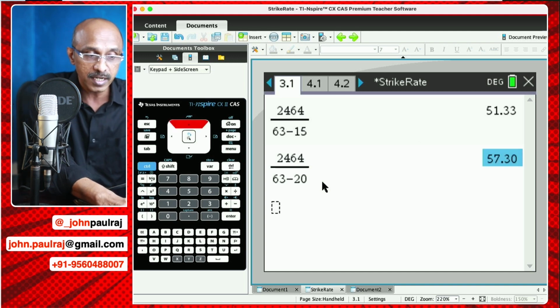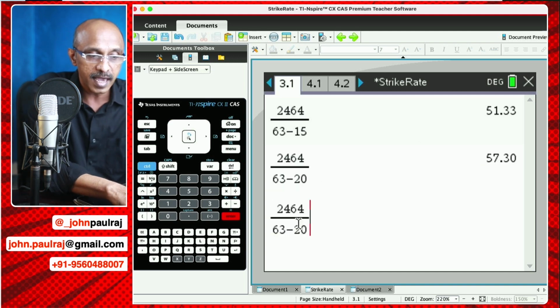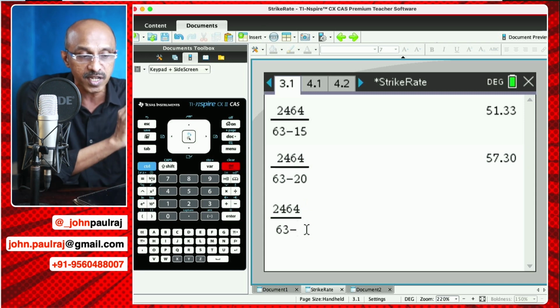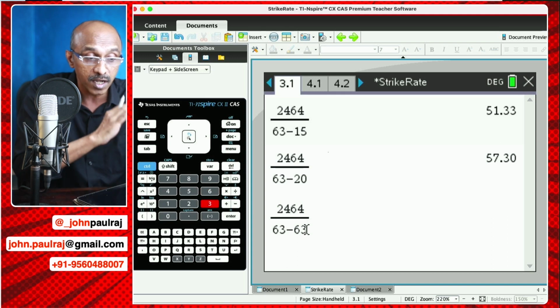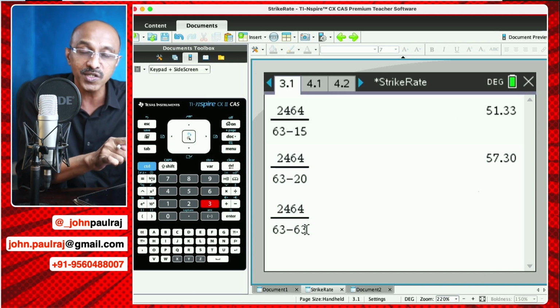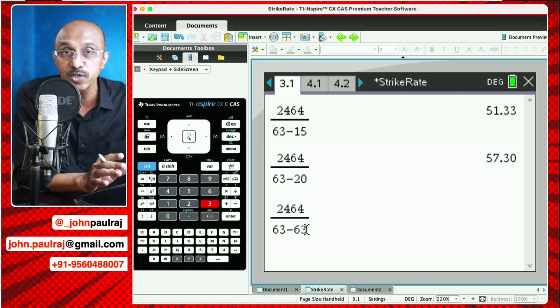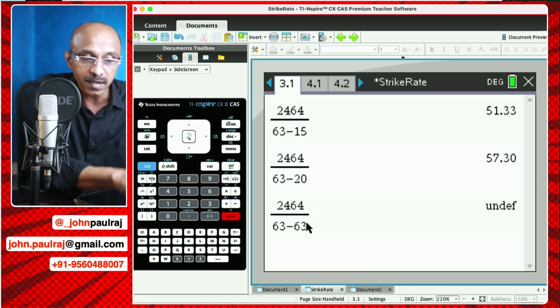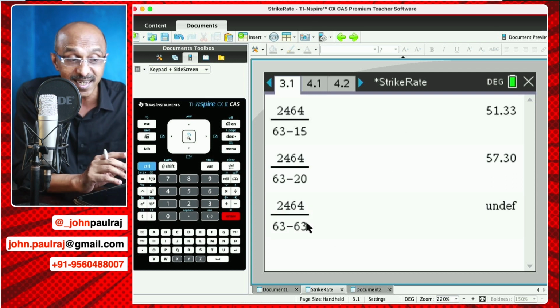The batting average. Let's get back to that fraction. And not out, this entry is not out, right? So let's say in all the 63 innings, that player has remained not out in all of those 63 times. What's going to happen? 63 minus 63 is 0. And all math students will tell you that when the denominator becomes 0, your calculator is going to give you an error. In this particular calculator, it says undefined.